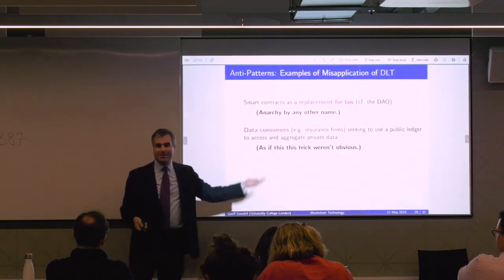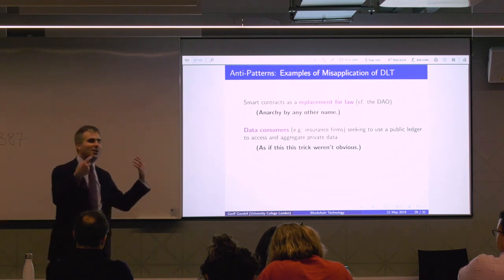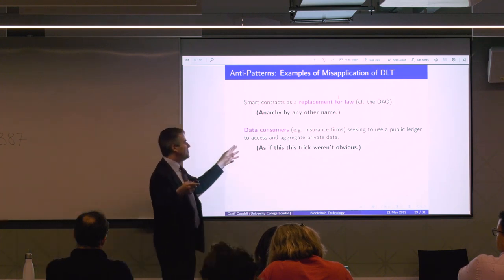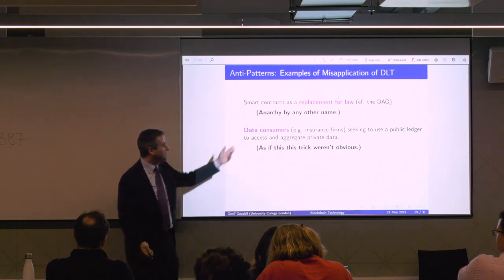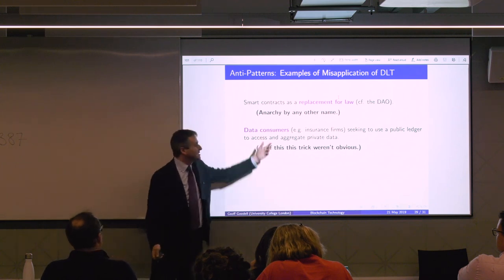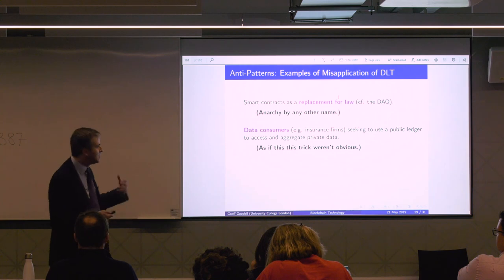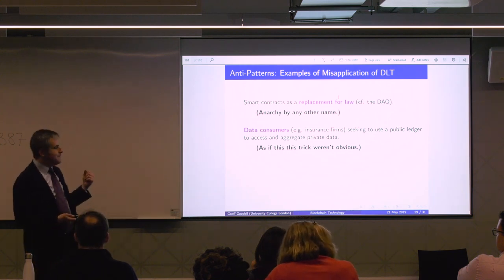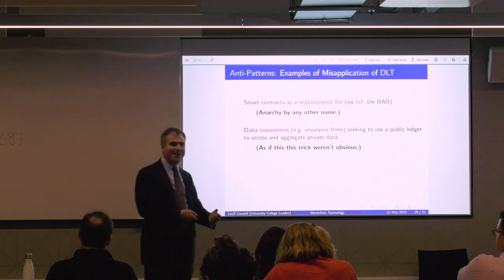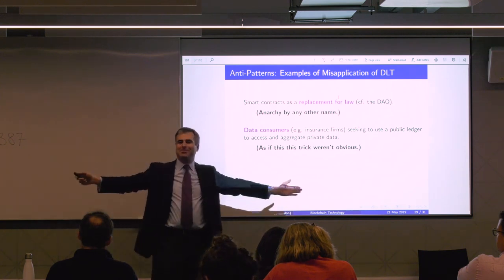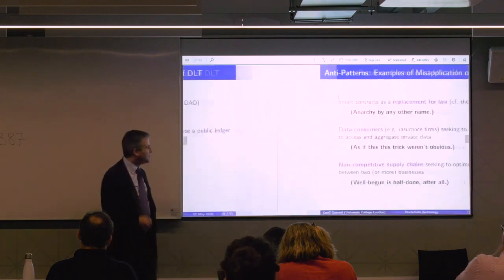Second, some people like to look at DLT as a decentralized network in the cloud, a decentralized database in the cloud, a universal database for storing data. And there have been some insurance companies that have sought to use public ledger to access and aggregate private data. So for example, some medical insurers have looked at DLTs as a way to pull data out of general practitioners' offices and put them in places where they can just say, hey, it's in the public domain. Well, that seems like an obvious trick.